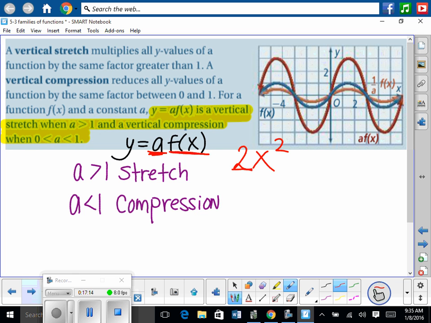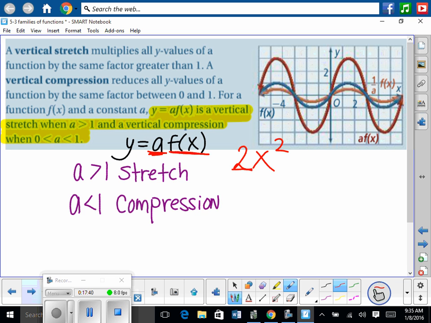So everybody understands something. If a is greater than 1, it's going to stretch it. And the stretch is on the vertical. So it would take our parabola and it would stretch it up. Does that make sense? If a is greater than 1, it takes your parabola and stretches it up. If a is less than 1, so like fractions, but there are fractions that are greater than 1, so be careful, right? Because like 3/2 is 1.5.